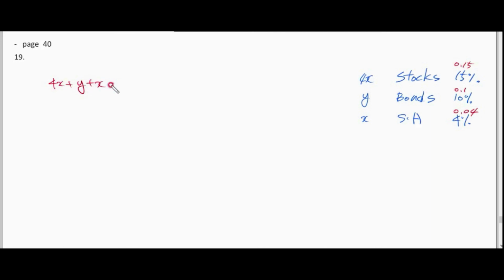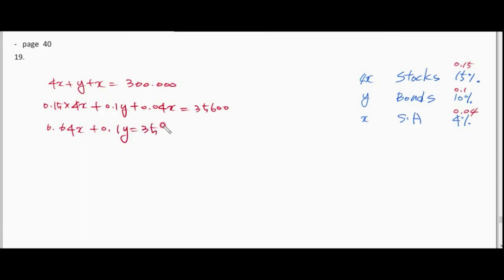4x plus y plus x equals $300,000. And then 1 year later, he earned a profit of $35,600. 0.15 multiplied by 4x plus 0.1y plus 0.04x equals 35,600. And now let's write it out. 0.64x plus 0.1y equals 35,600. And also there's one more equation: 5x plus y equals 300,000.